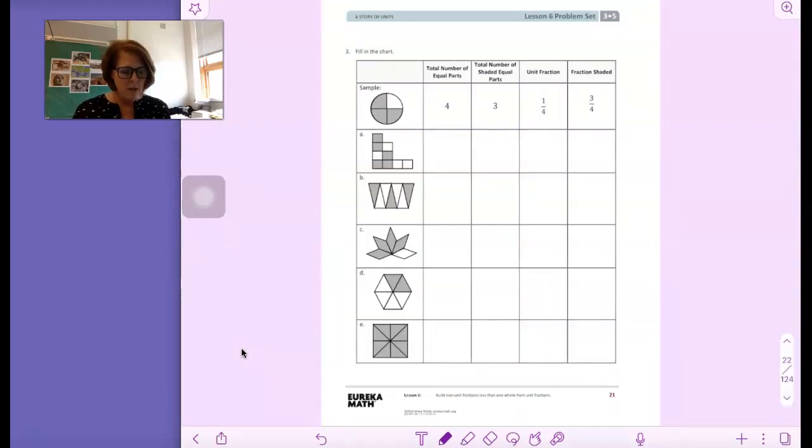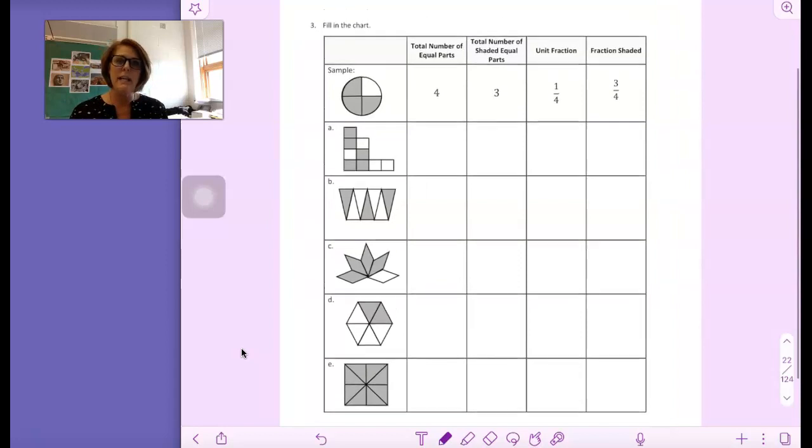Oops. Let's go back to number three. We're filling in another chart, and this is very similar to what we did before. We're talking about unit fraction and then the fraction part that is shaded. Okay. So I'm actually going to have you go ahead and we're going to do letter A together, and then I'm going to have you do the rest on your own and come back and check it. So what we want to do, these are equal parts, even though it might not look like a regular shape, like a circle or a square or a rectangle, they're still equal parts, so we can still represent it with a fraction. So let's count these parts in letter A.